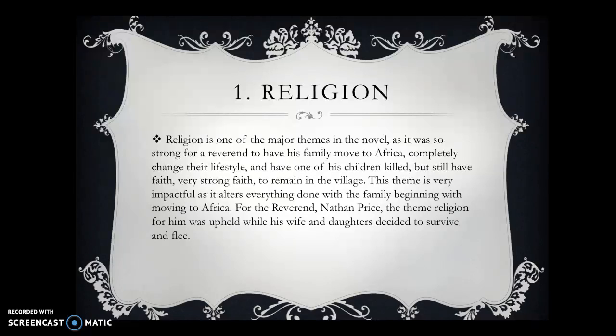This theme is very impactful as it alters everything done with the family, beginning with the first part of the book where they move to Africa. For the Reverend Nathan Price, the theme of religion was upheld, while his wife and daughters decided to survive and flee rather than keep trying to spread their religion throughout the Congo during the Civil War.